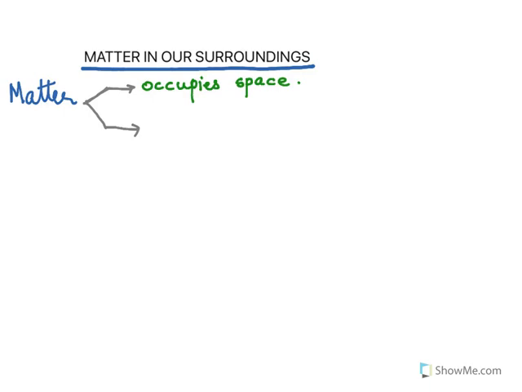So today we'll learn the chapter Matter in Our Surroundings. Before we start this chapter, let us know what is matter. Matter has two properties. Number one, matter occupies space, and the second, matter has mass. Since matter has two properties, anything that occupies space and anything that has mass is called matter.